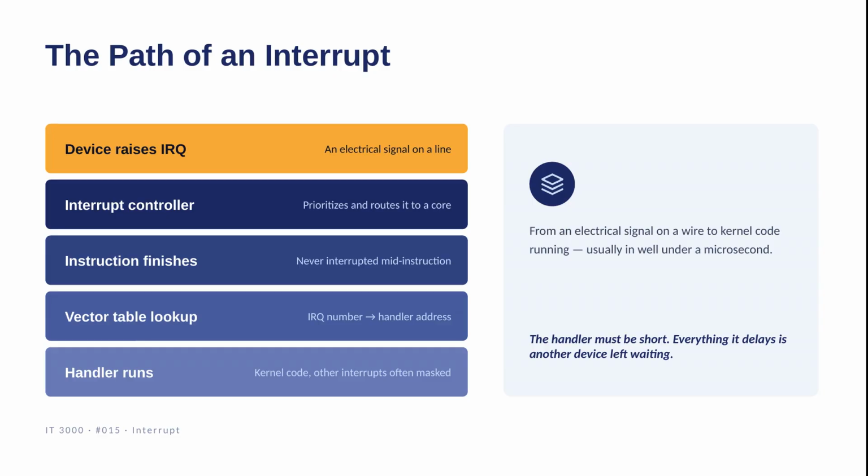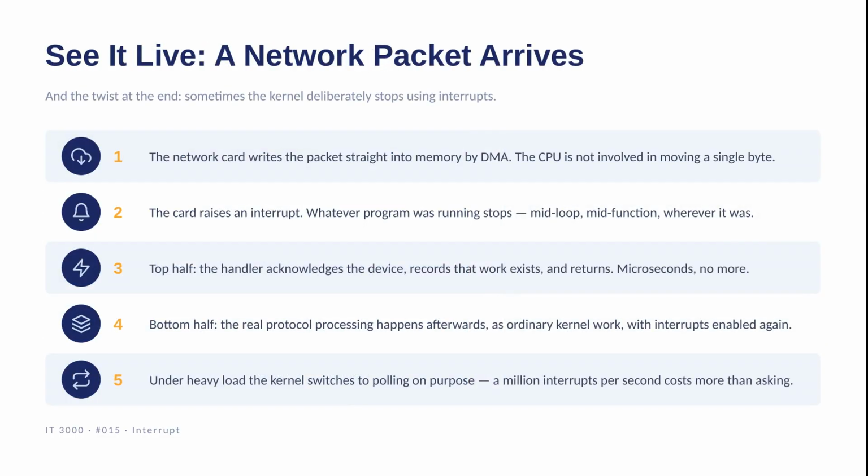And once you're in the handler, the clock is ticking. Other interrupts are often masked while it runs, so anything it delays is another device left waiting. To make that concrete, watch a network packet arrive. The card has already DMA'd the bytes into memory on its own, then it fires the interrupt, and whatever was running gets frozen right where it stood.